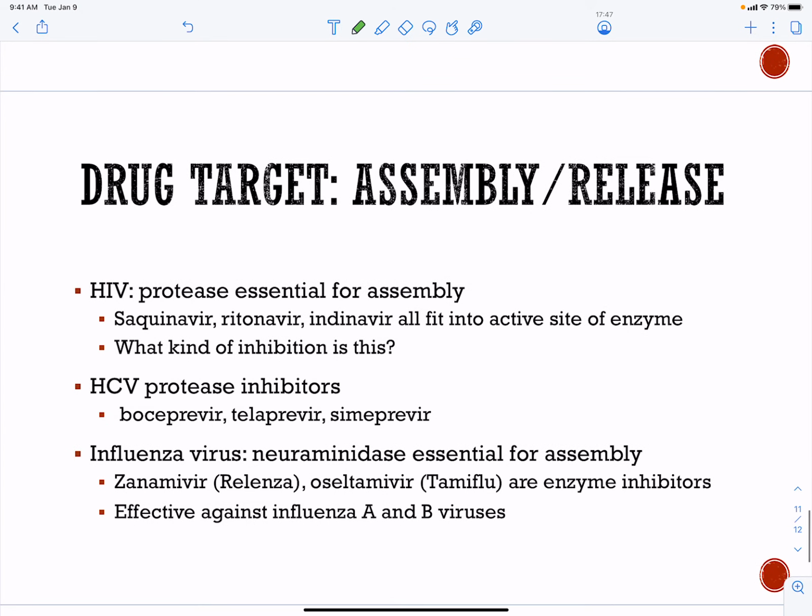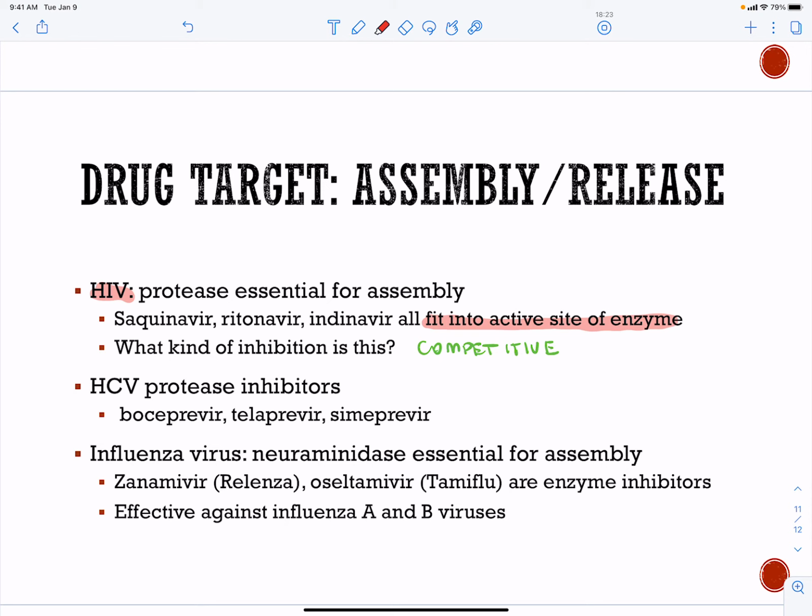Now, there are also drugs that are going to target assembly and release. So you have HIV that has proteases that are essential for assembly. So you have a series of drugs that are going to target that protease. And what they do is they're going to be competitive inhibitors because they fit into the active site of the actual protease. You also have hepatitis C virus protease inhibitors listed here.